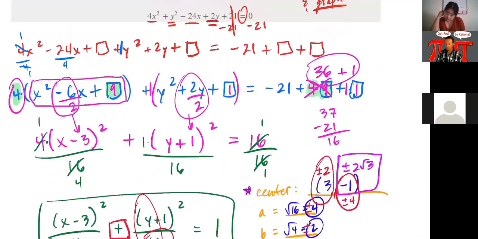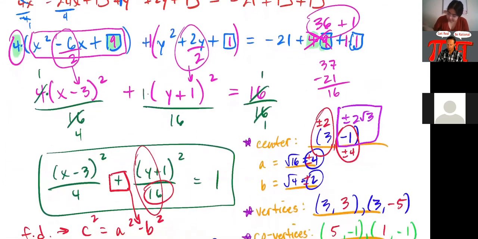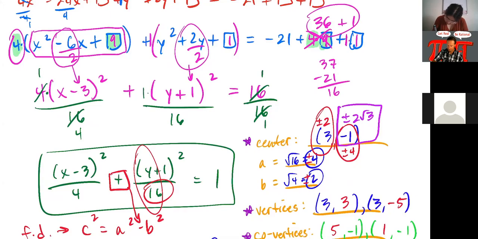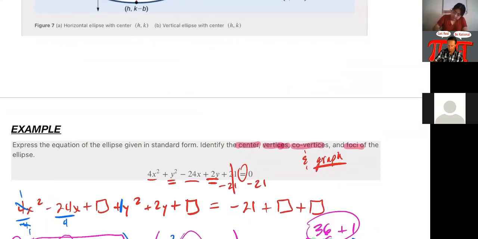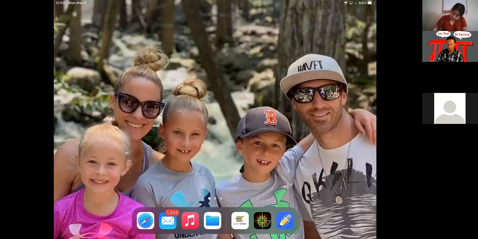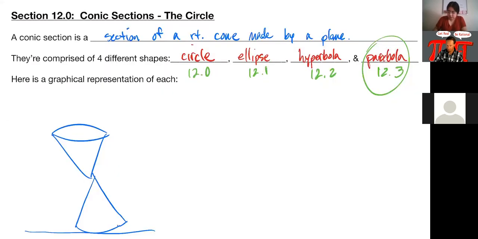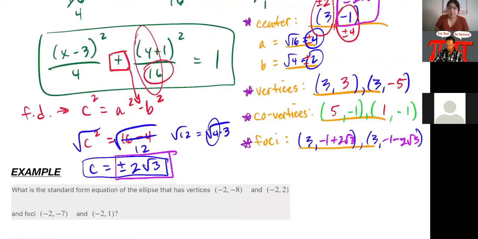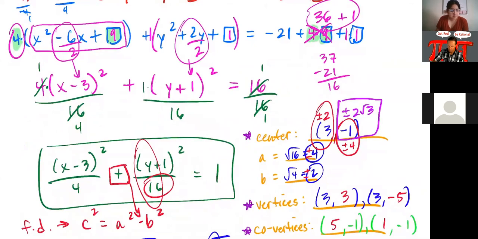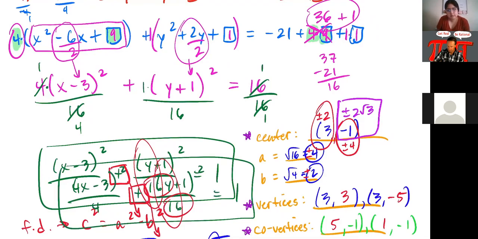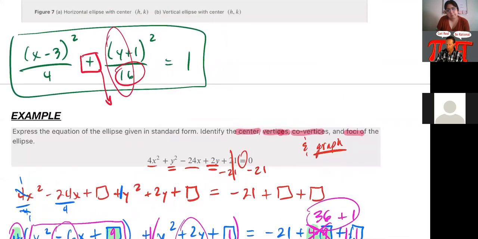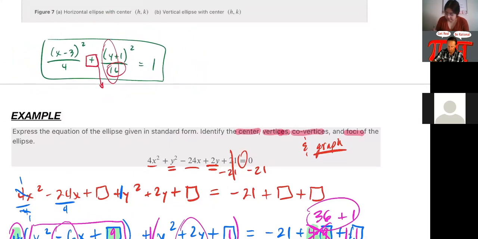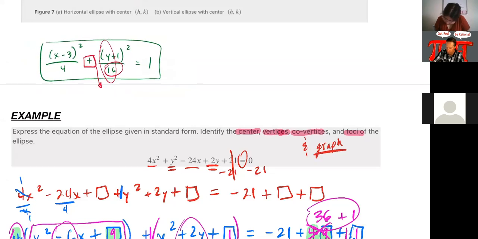Okay? Do you guys want to know how to graph this? So just to make sure that you can graph this. There's our equation. I'm just going to shrink it down a little bit. How do we graph that?